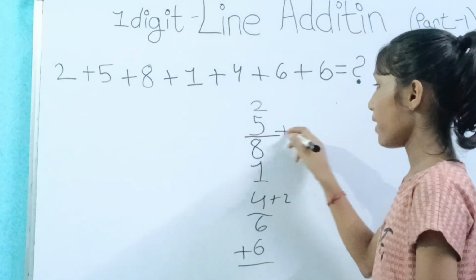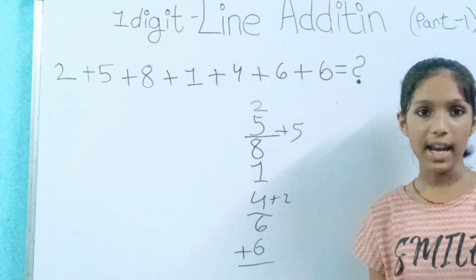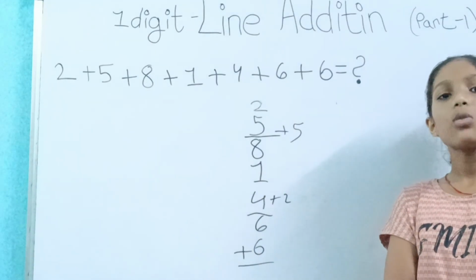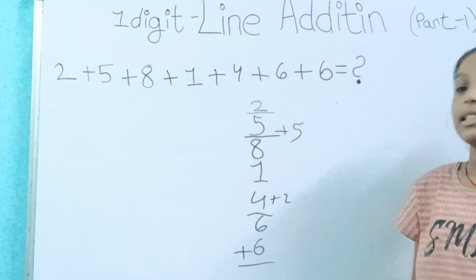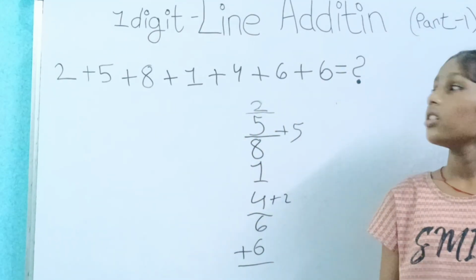We got 15, now add a line here. So we get 5. 5 plus 5 is 10. So exactly 10 now we're getting. So what to do? No. We are going to drop a line here. This means 10.